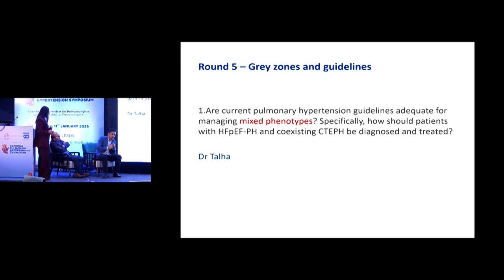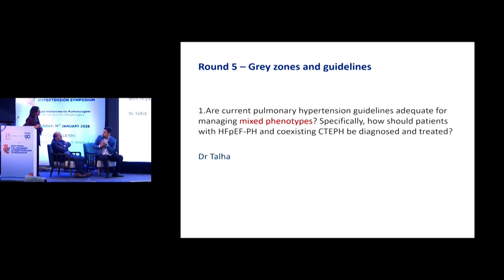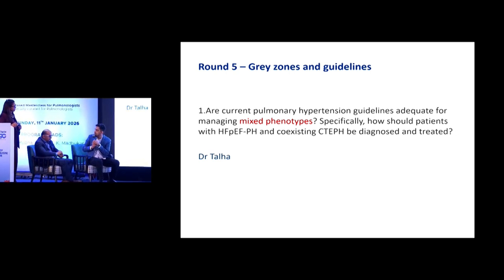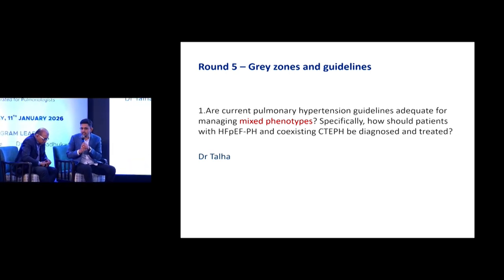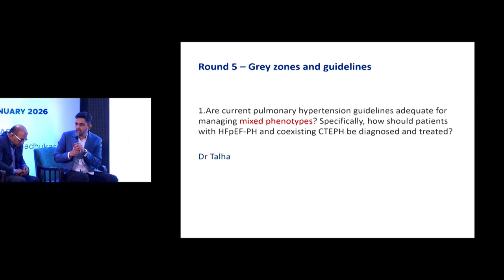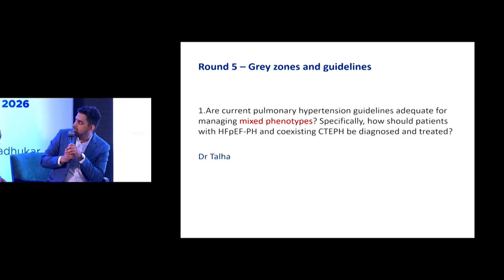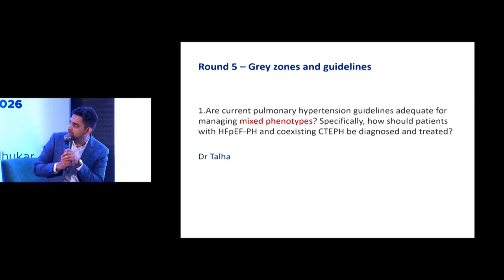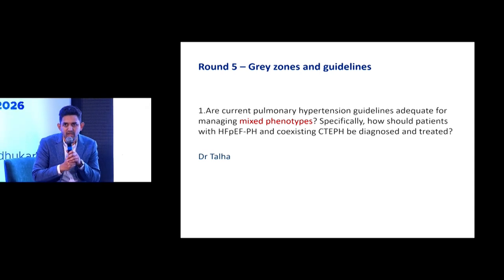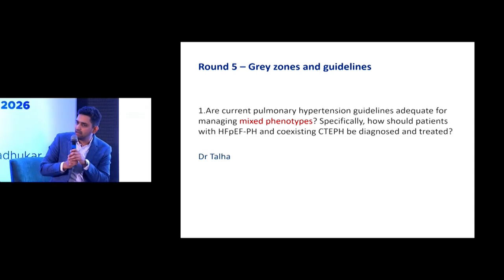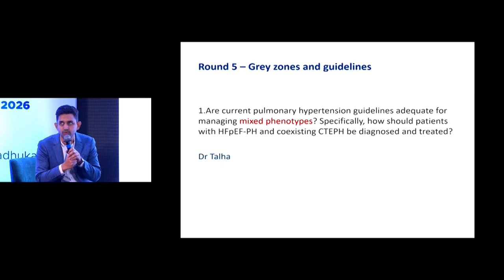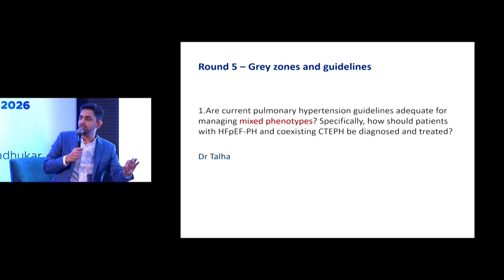So the current pH guidelines are very honest about it, and they say that in these overlapping phenotypes, there is no clear approach. You have to take each individual case as it comes, and take markers from each of your diagnostic tools, including imaging as well as your well-performed right heart catheterization and an echocardiogram to help you determine which is the dominant phenotype and to attack that dominant phenotype.